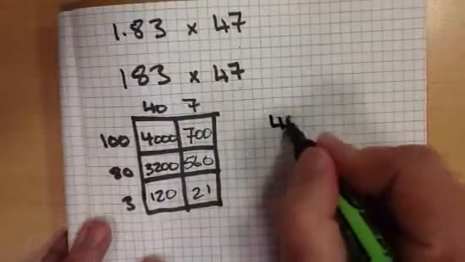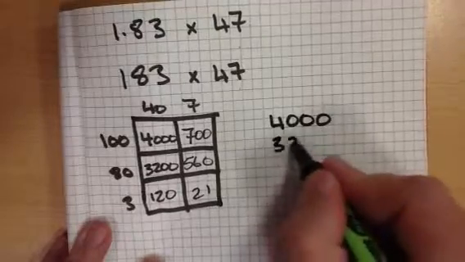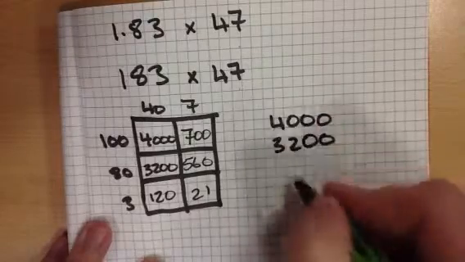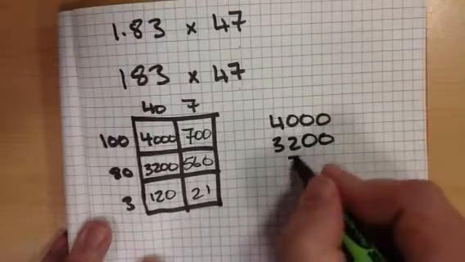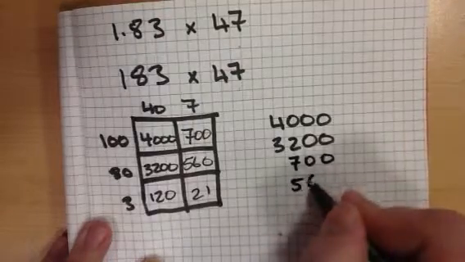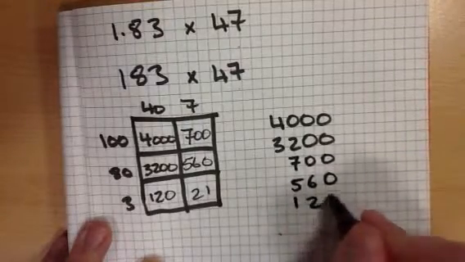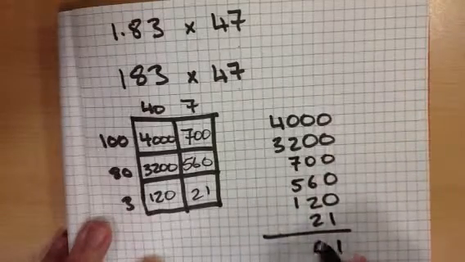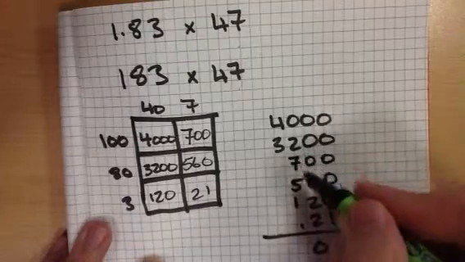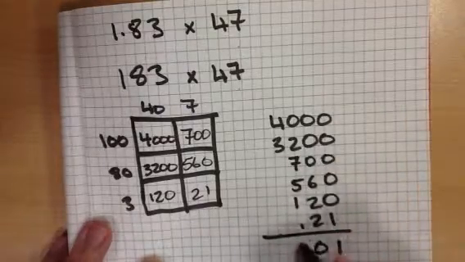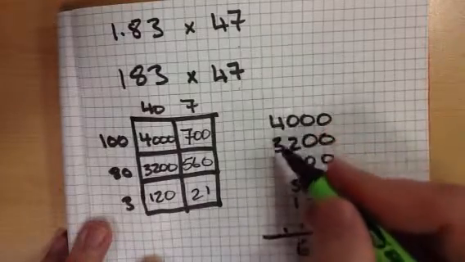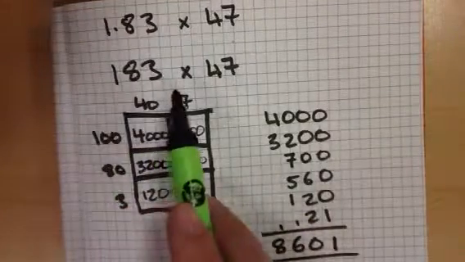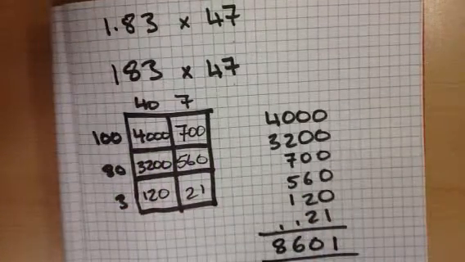I then add these numbers together, making sure I write my units, tens, hundreds and thousands all in the correct column. Then add through. So 183 times by 47 is 8,601.